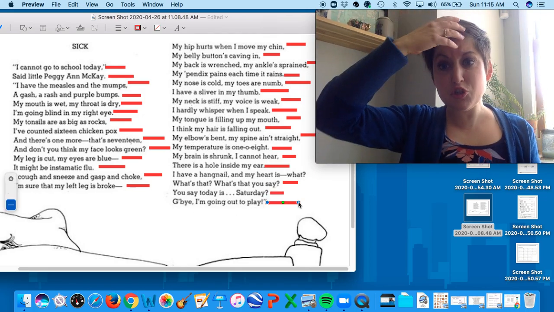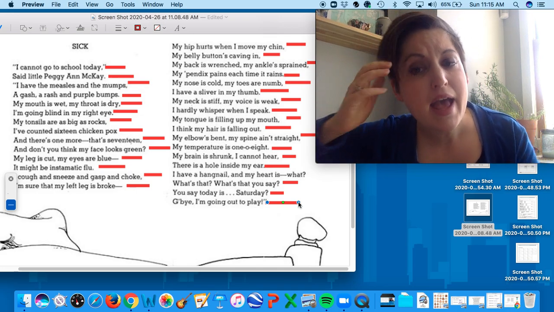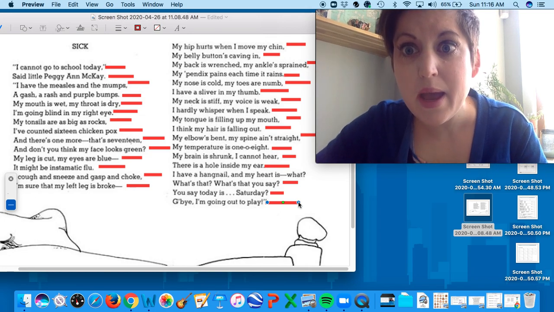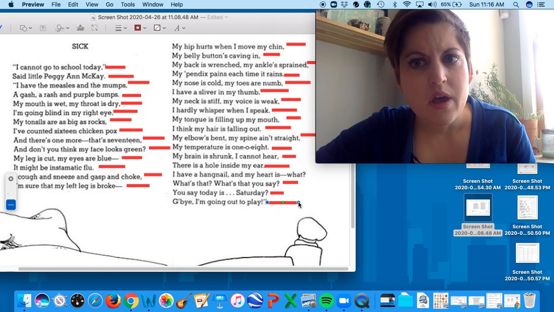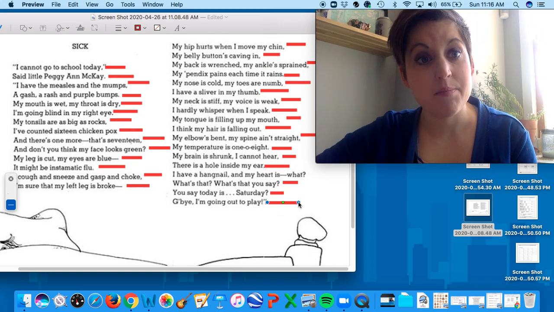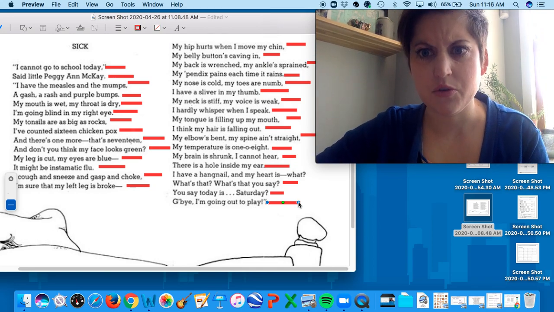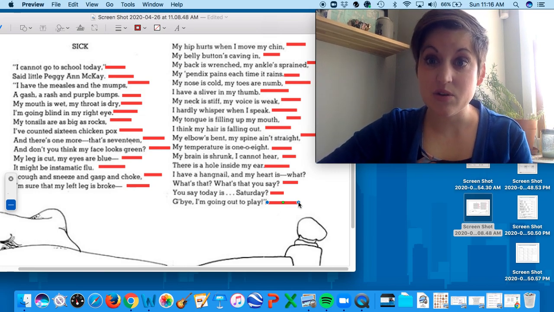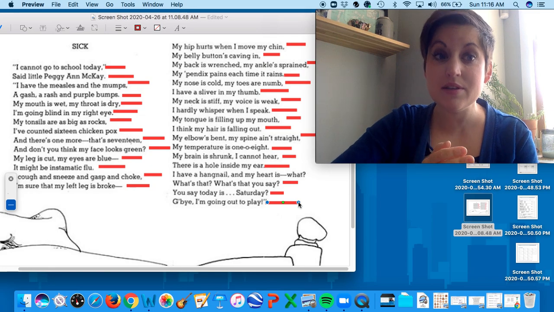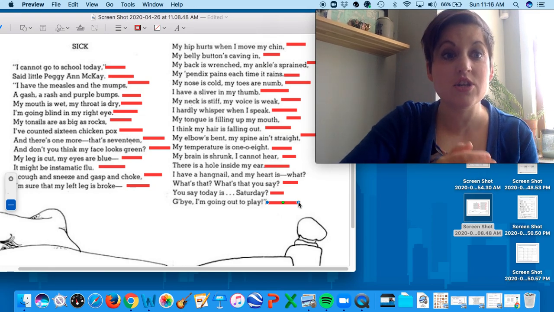So, oh my gosh, we had so many rhyming words in this poem, first grade. Every line rhymed with the next one, following our scheme AABB. Now, I heard a pretty strong rhythm in this poem as well, right? I'm going to do a little bit of it again for you. I cannot go to school today, said little Peggy Ann McKay. I have the measles and the mumps, a gash, a rash, and purple bumps.